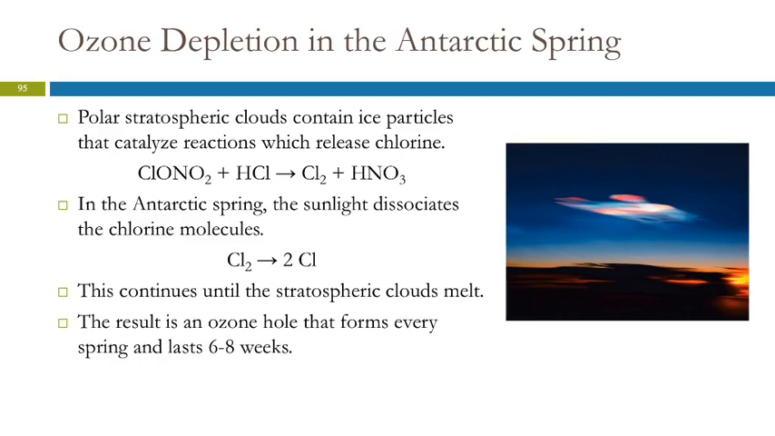I have a question. Yeah. Do you know why it is that it happens only during a certain time of year? Yeah, so the reason it happens only during a certain time of the year is that those clouds are only present at a certain time of the year. And they are what catalyze the release of the chlorine atoms. And as it gets warmer over the summer, then they melt. And then the solid ice particles aren't there anymore. Yeah. Any other questions?